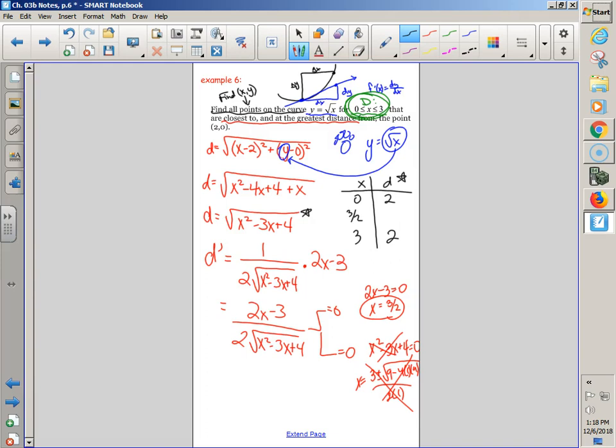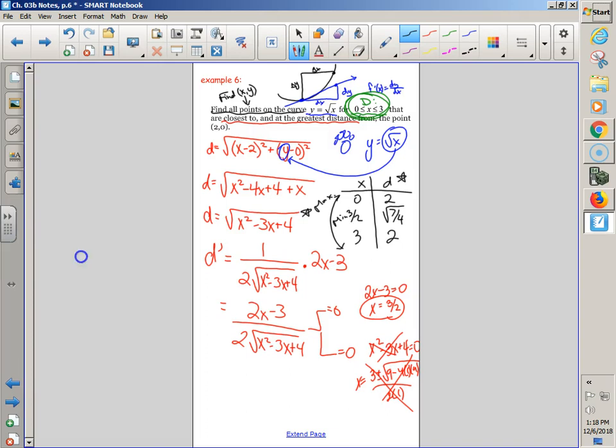Let's keep going. 3 halves. 9 fourths minus 9 halves, which is 9 fourths minus 18 fourths, negative 9 fourths, plus 4, which is 16 fourths. Negative 9 fourths plus 16 fourths is 7 fourths. Square rooted, it's not quite 2, definitely less than that one. So those two tie for max, and this one has the min.